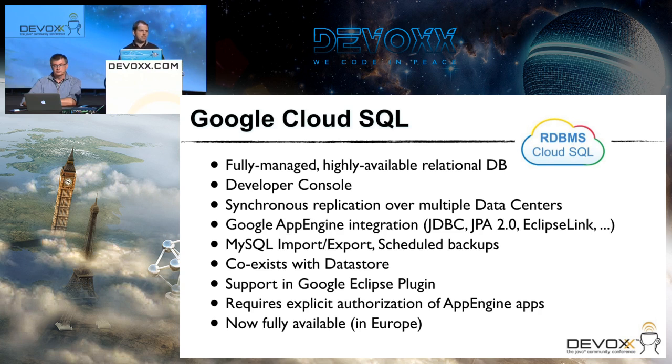So anything you do with JPA, not the subset that you could do with a data store backend, but everything you can do with JPA 2.0, you can do today. If you work at the JDBC level, fine. If you use Hibernate, EclipseLink, whatever JPA provider you have, you can use it now with this MySQL backend. You have import-export features, and that is something that's tightly coupled to Google Storage. So you have buckets there where you can import from and export to, and you have scheduled backups. All of that is very simple to manage.